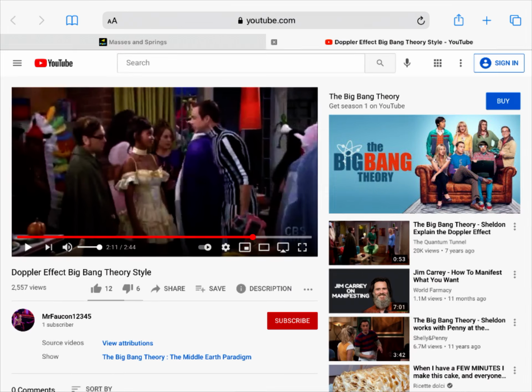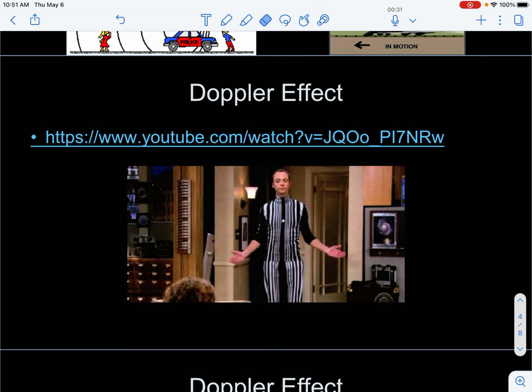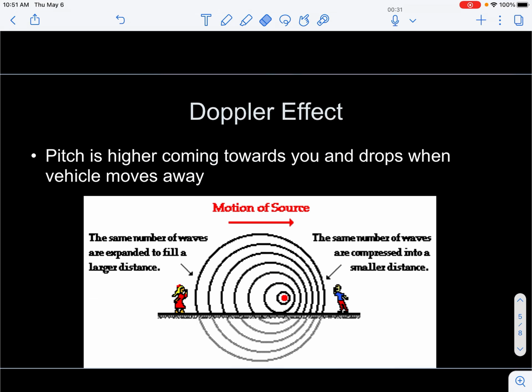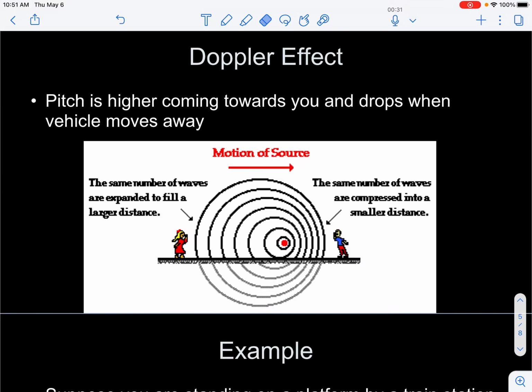All right, so that's as far as we'll watch today. But the sound that he makes, that's what you would hear at, say, a race car track or something like that. So that is the Doppler effect, or a train going by. You hear that higher pitch frequency as it is coming towards you than when it's moving away. All right, so this is what we just said. The pitch is higher coming towards you and then drops whenever the vehicle moves away.